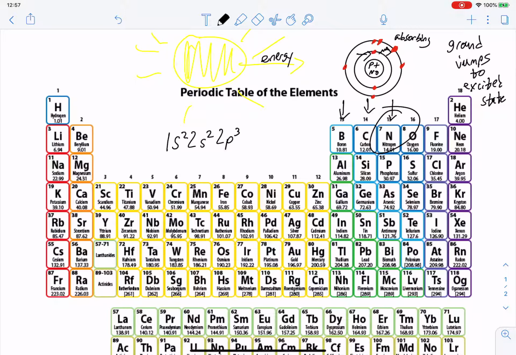Electrons can't exist in excited states for very long because it's unstable. Think about balancing on a balance beam, or think about playing a high level sport, or sprinting. You can't do it for very long, right? It's not sustainable. And eventually that electron has to go back down to its ground state. And if it absorbed energy to move up, then it has to release energy to go down.